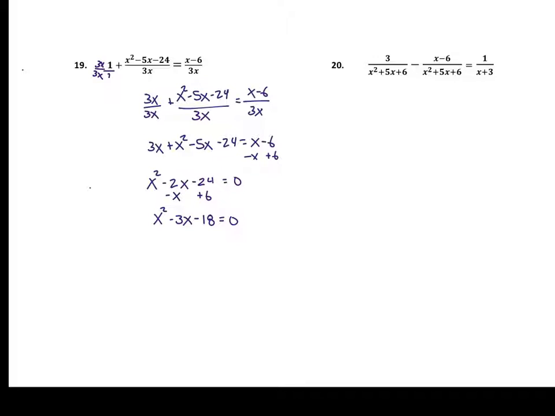So now we've got x squared minus 3x minus 18 after we combine all our like terms and get them over to the left. Factor x minus 6, x plus 3, and set them equal to 0 and solve, so x equals positive 6 and negative 3.